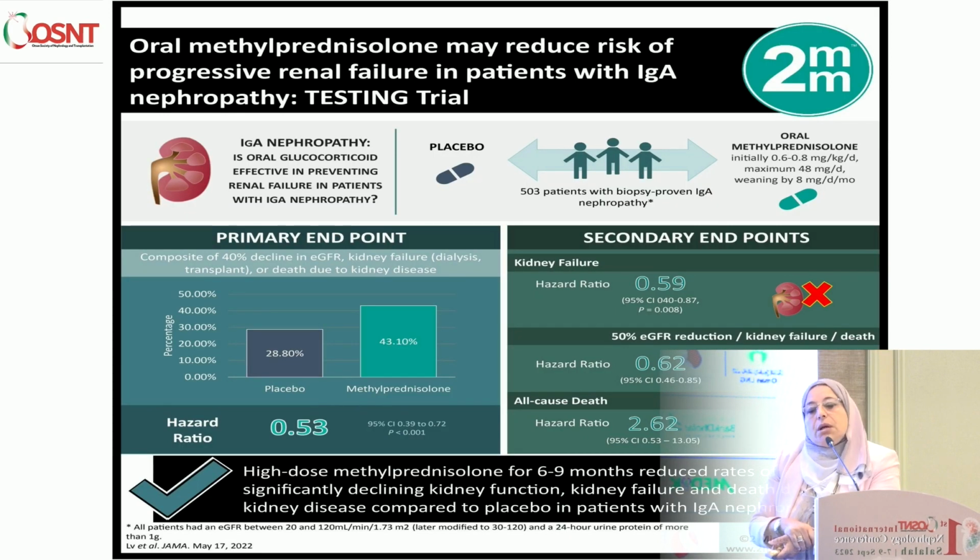This is a study of corticosteroids, and here they used 500 patients allocated to methylprednisolone, at a dose of 0.6 to 0.8. They found that the primary endpoint of a 40% decrease in GFR improved, and the secondary endpoints also improved: kidney failure decreased, progression to end-stage renal disease and 50% decline in estimated GFR decreased, and the risk of mortality decreased. This is a new study in 2022, called the TESTING trial, and there is a lot of testing before.